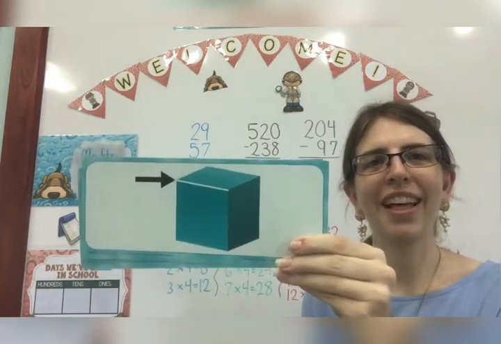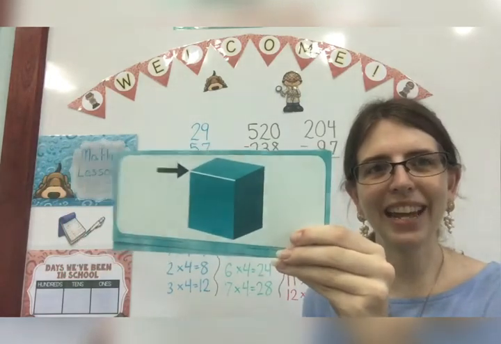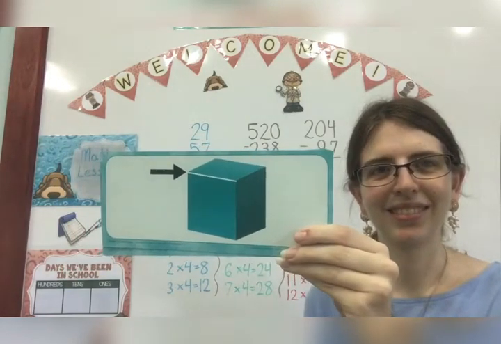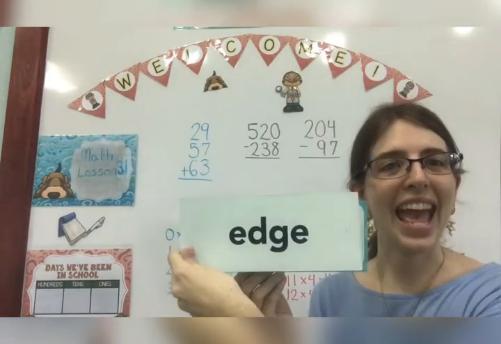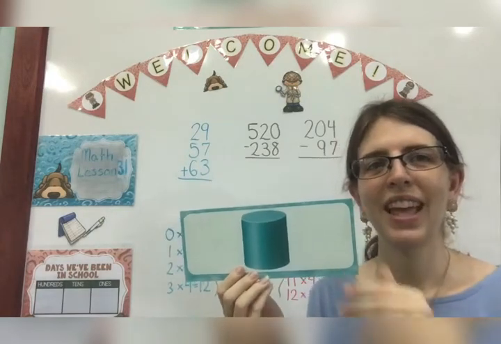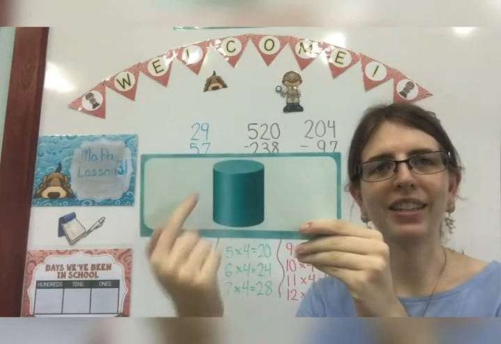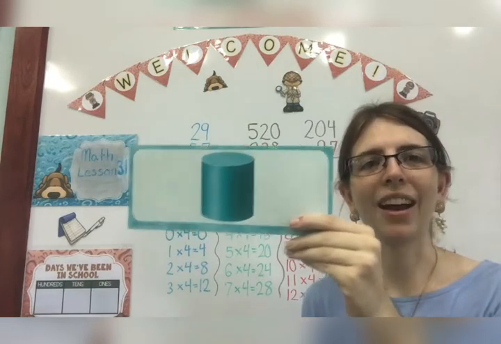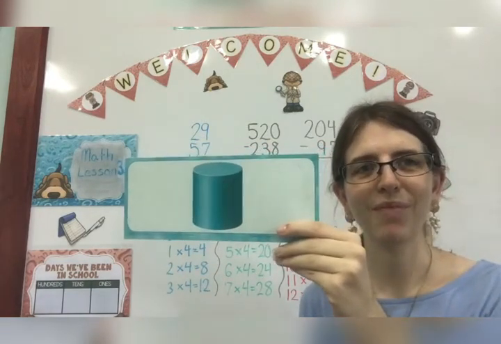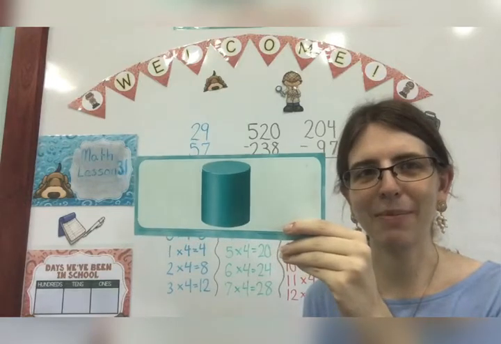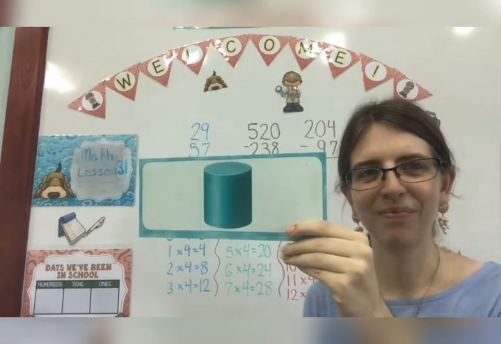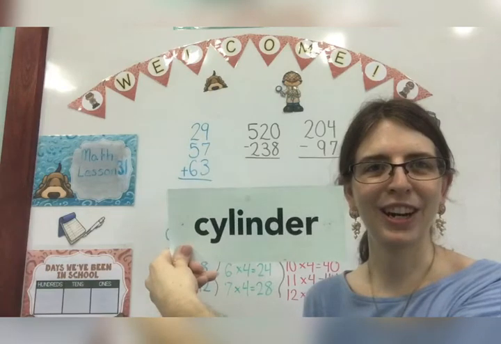How about this, where two faces meet? What do we call that part? Yelena? That's an edge. Good. How about this? It's round all the way across because the top and the bottom are circles. What do we call this one, Esteban? Cylinder. Very good.